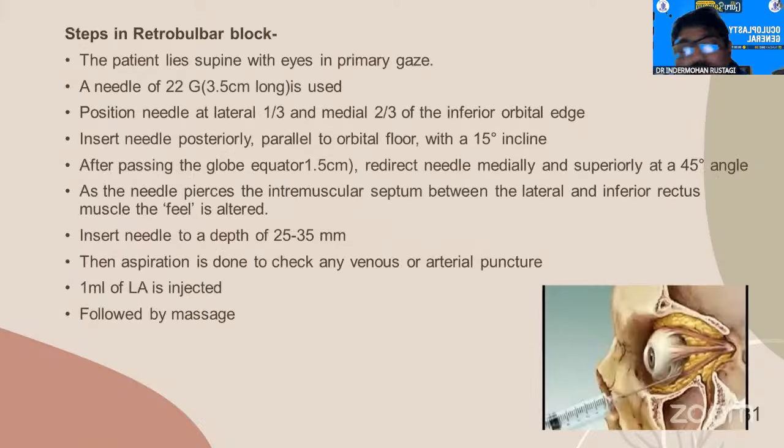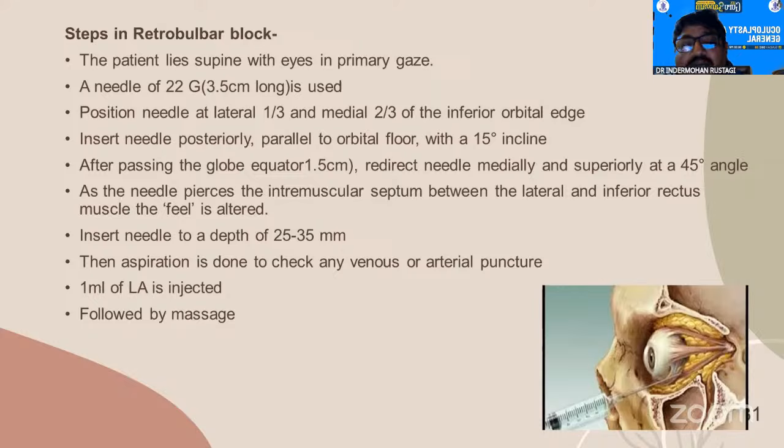So this is how the block is given: the patient lies supine with the eye in the primary gaze. A needle of around 3.0 mm, that is 35 centimeter long, is used, and the junction of the lateral 1/3 and medial 2/3 of the inferior orbital ledge is chosen. Then we take the needle posteriorly, parallel to the orbital floor, and then at an angle of 15 degrees. After passing the globe, there will be a click or a sound, and we pass the equator. Then we have to redirect the needle medially and superiorly. Of course, the feel is altered once we enter the intermuscular septum.